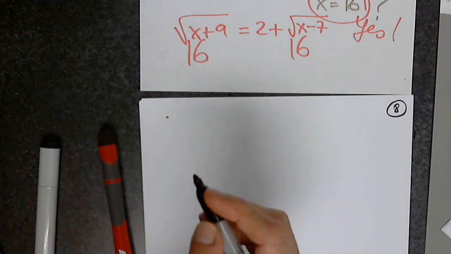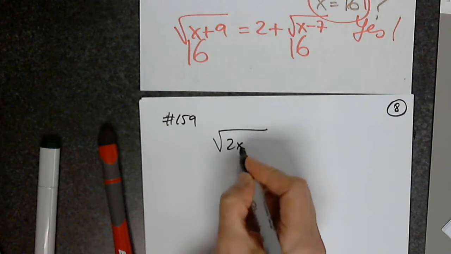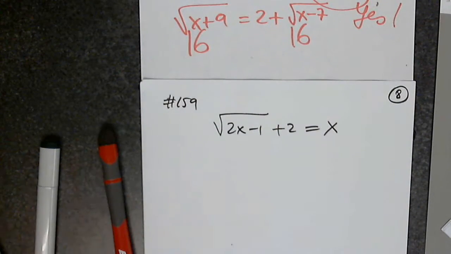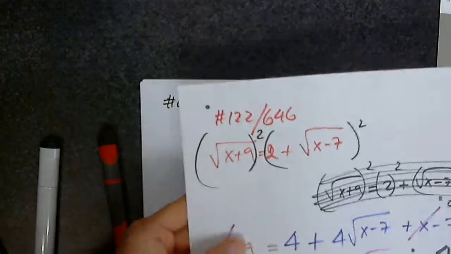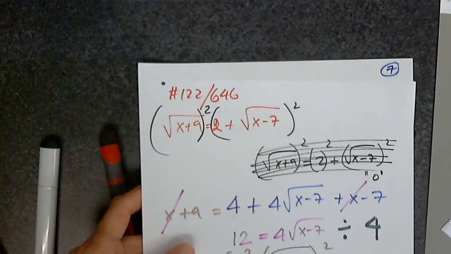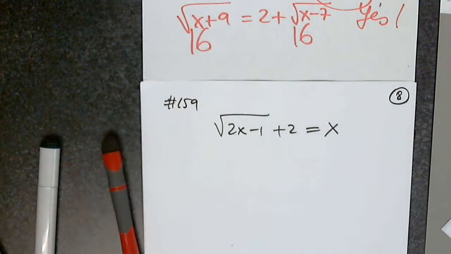Okay. 159. The square root of 2x minus 1 plus 2 equals x. This is not as hard as the previous one. Can anyone explain why this is not as hard as the previous one? Because it has only one radical, exactly. So let's work on this.